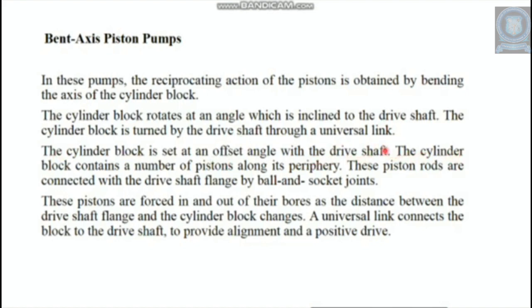If there is no offset angle, the suction or delivery will not take place. The cylinder block contains a number of pistons along its periphery. These piston rods are connected with the drive shaft flange by ball and socket joints or universal joints. These pistons are forced in and out of their bores as the distance between the drive shaft flange and the cylinder block changes. The universal link connects the block to the drive shaft to provide alignment and a positive drive.